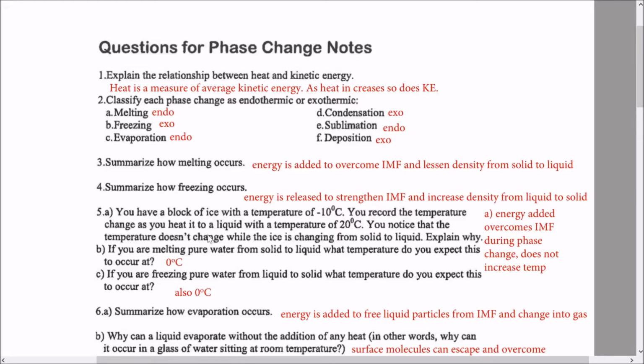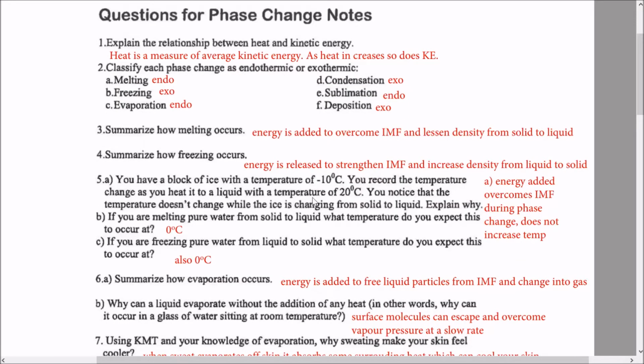You have a block of ice with a temperature of negative 10 degrees Celsius. You record the temperature change as you heat it to a liquid with a temperature of 20 degrees Celsius. You notice the temperature doesn't change when the ice is changing from solid to liquid. Explain why. These are those plateaus in the graph that we were talking about yesterday, and we're going to look at again today later on.